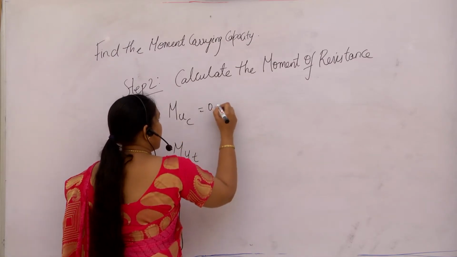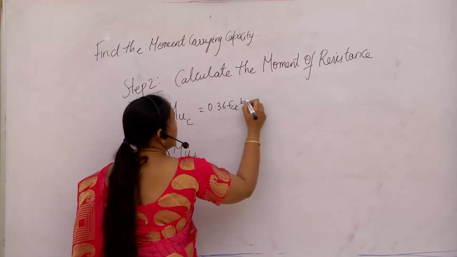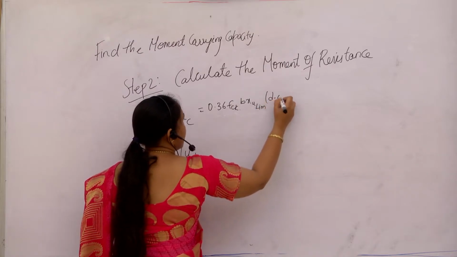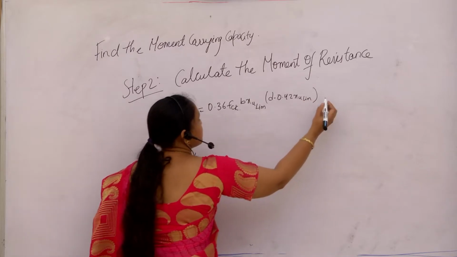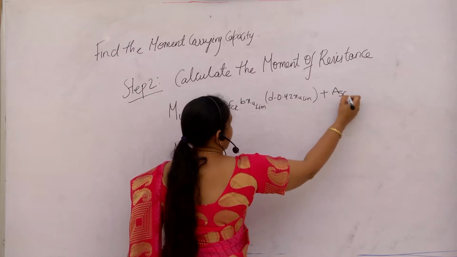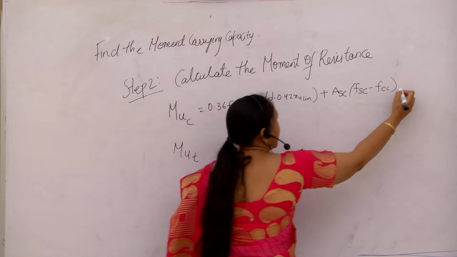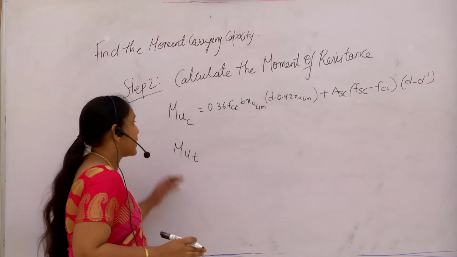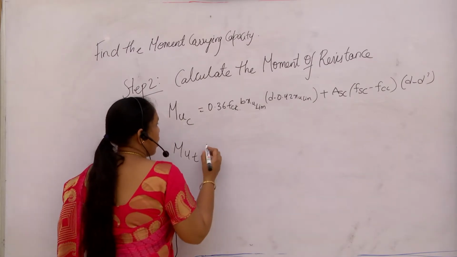It is 0.36 fck b xu,lim into (d minus 0.42 xu,lim) plus Asc into (fsc minus fcc) into (d minus d dash). By using this formula you can calculate the moment of resistance in concrete failure.